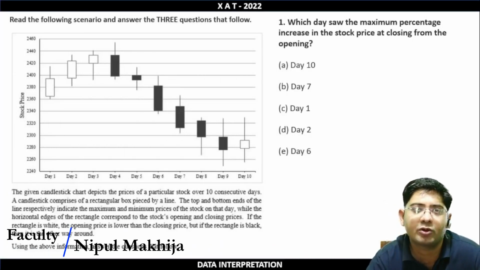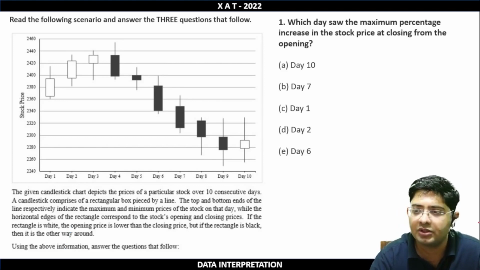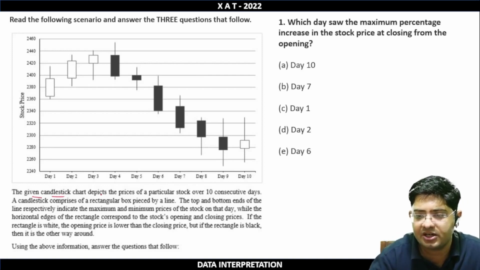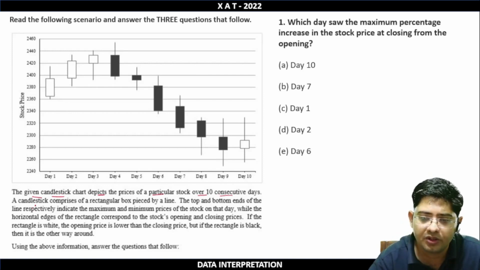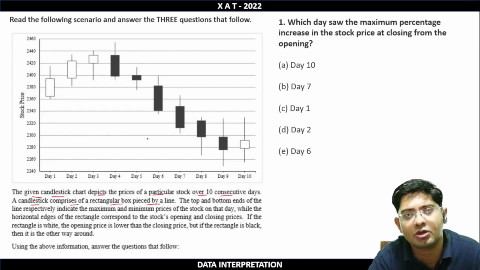In this session, we are going to see the next set from Z22 that is based on candlestick chart. So here the set is saying that the given candlestick chart depicts the prices of a particular stock over 10 consecutive days. A candlestick comprises of a rectangular box pierced by a line. So here we have 10 candlesticks that is representing the price of a stock on these 10 consecutive days.